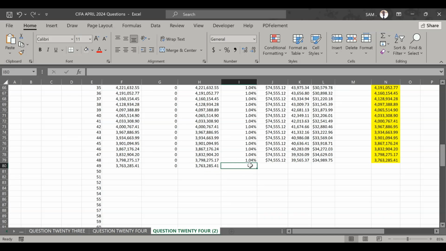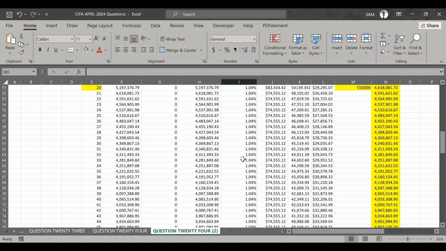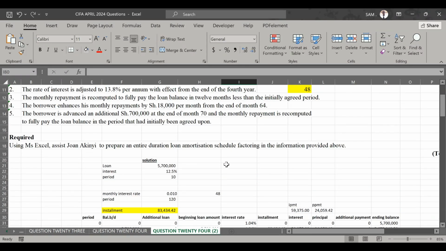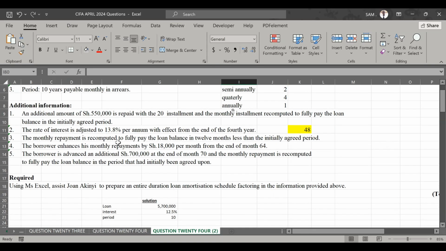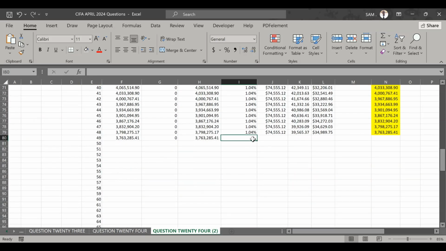Then the interest rate is what is changing here. Remember, our interest rate was initially 12.5% per annum, and it is now changing to 13.8% per annum. So we have to reflect that change and get the monthly interest rate using 13.8. This 1.04 we used 12.5, but now it is at this point that the rate is changing. So let's get the monthly rate from month 49 moving forward.